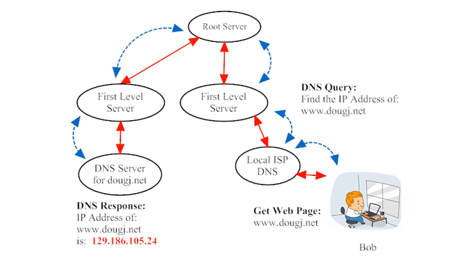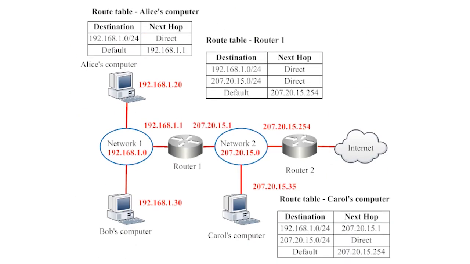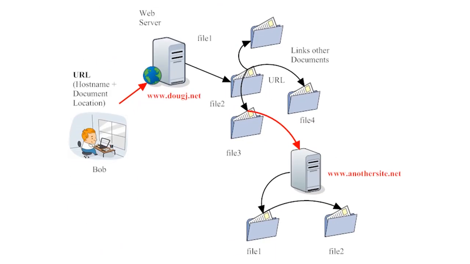Now, so far, we've examined how computers use domain name service or DNS servers to translate domain names that are easy for people to read into IP addresses that are easy for computers to read. We've also examined how computers and routers use route tables to route information through networks. Now we're going to examine one last illustration that will help you to see how computers access web pages.